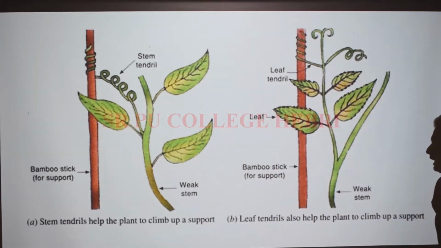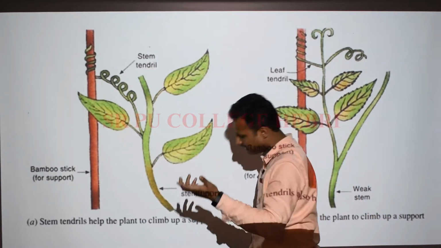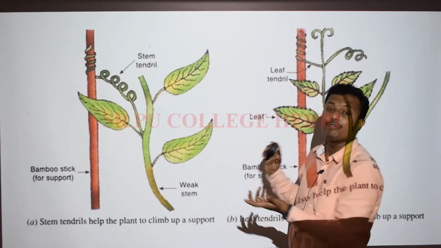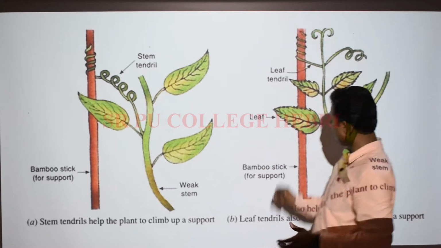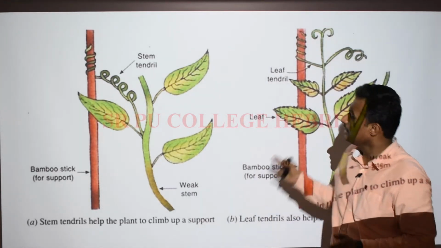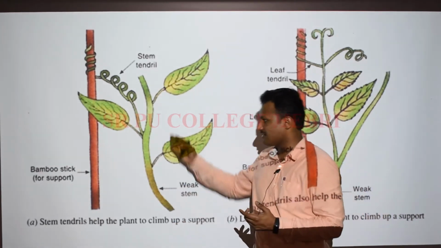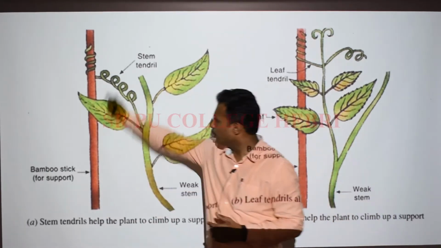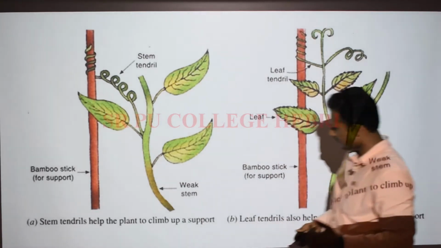So for climbing purpose, in the case of the pea plant, and in the case of Gloriosa superba, or Gowri hoovu as we call it in Kannada, you can see the modification of the leaf into the tendril. In the case of the pea plant, in the grapevine also you can see the modification of the stem into tendril. So this is a bamboo pole, and it is taking support by winding around it and growing upwards.